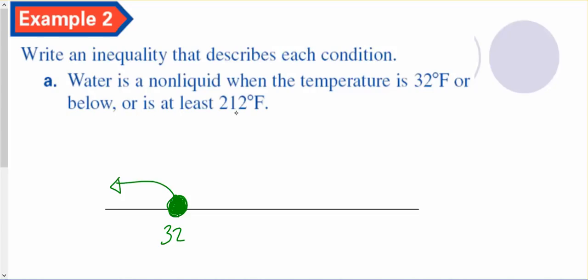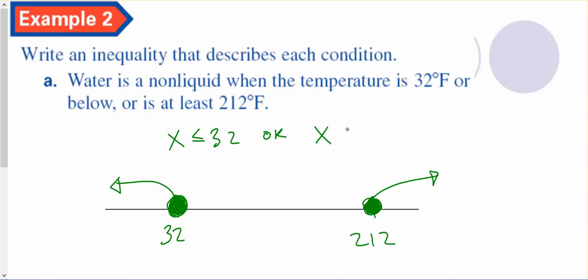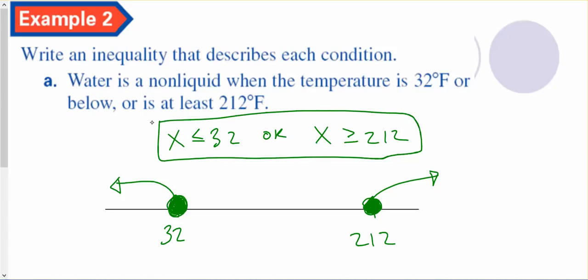Or is at least 212. So I've got 212 out here. At least means that I'm equal to, or, if I say I'm at least as old as you are, I'm as old as you are, or I'm more old than you are. I'm greater than your age. So this would be considered an OR statement. Now how would we write this? We'd write this as all real numbers less than or equal to 32, or all real numbers greater than or equal to 212. That would be how we'd write that inequality.